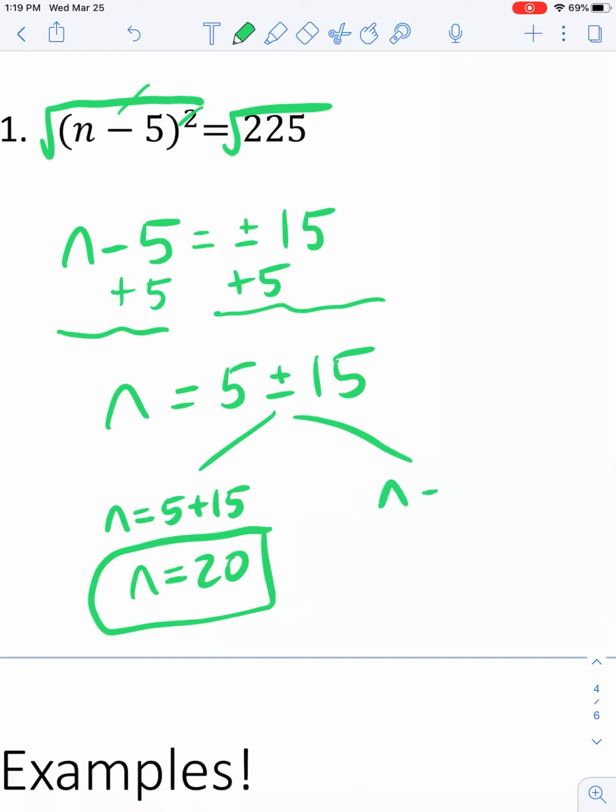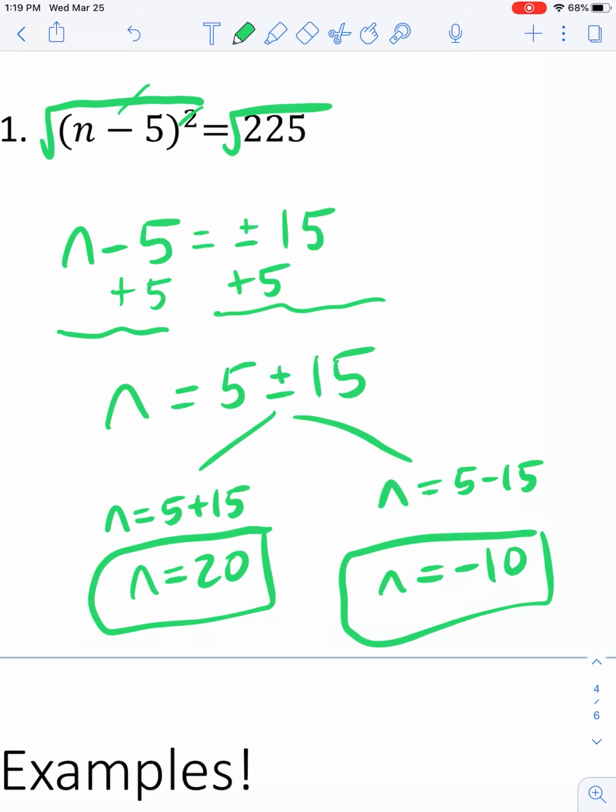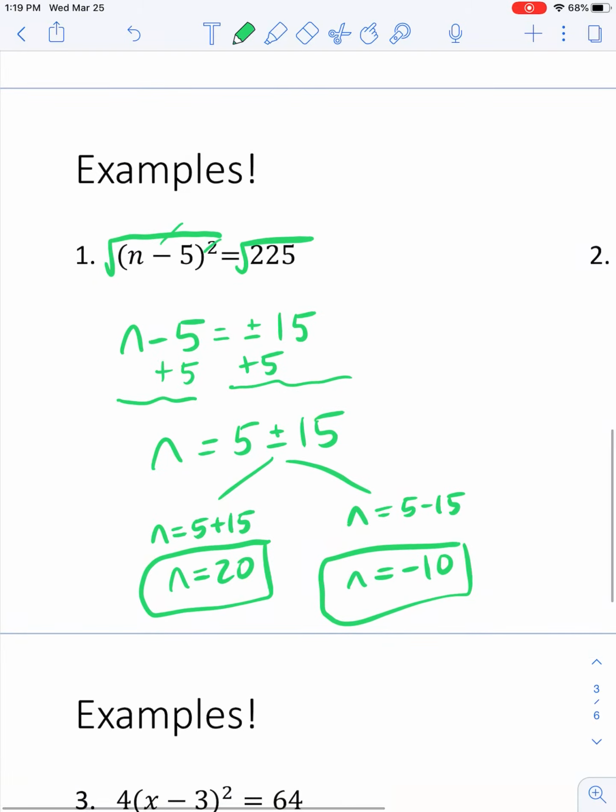What if it's a minus? Then it's n equals 5 minus 15, or n equals negative 10. Well, both of these can be the solutions.